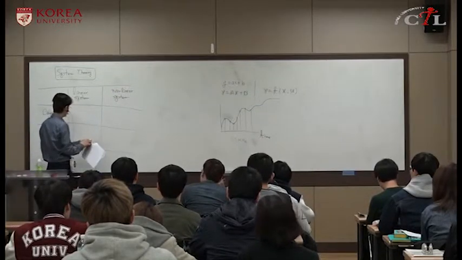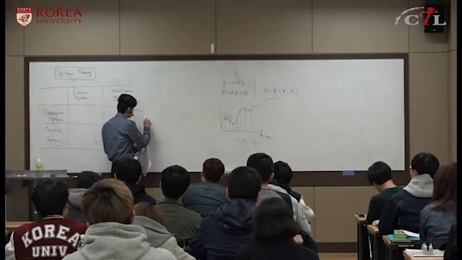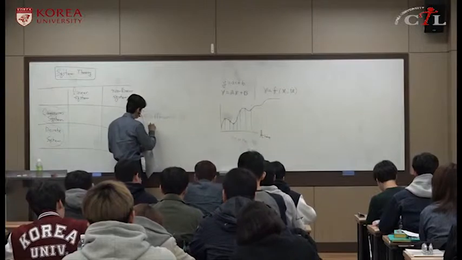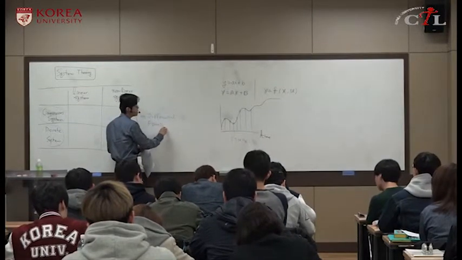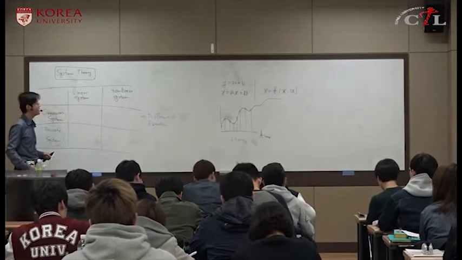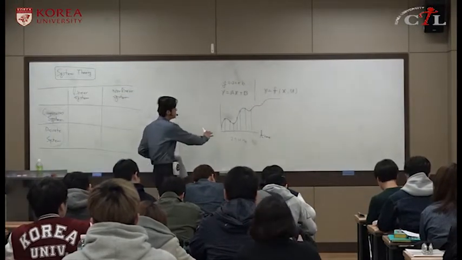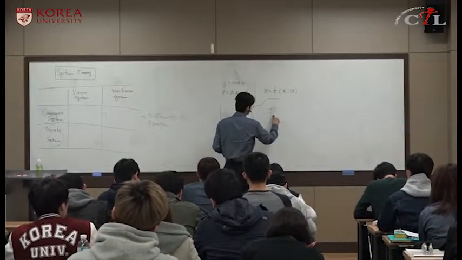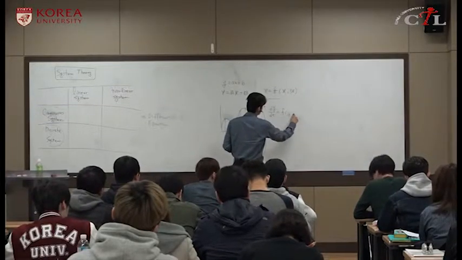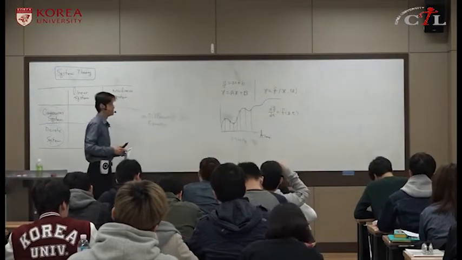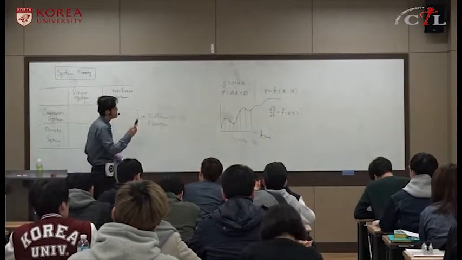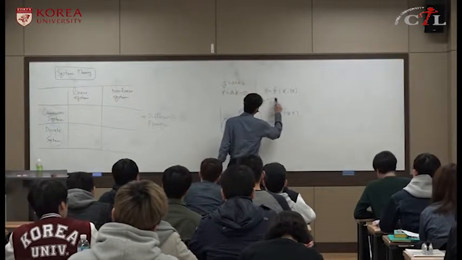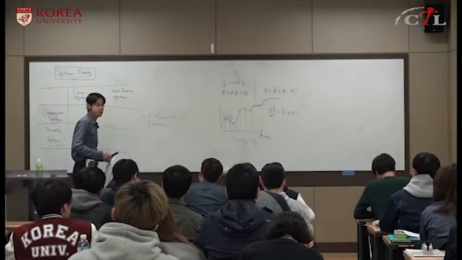Continuous systems are described by differential equations. All the continuous systems are described by differential equations. So here, the motion of this black line is described by dy/dt equals a function of y and time, something like that. That's a differential equation. It's thinking about the derivative at all points.